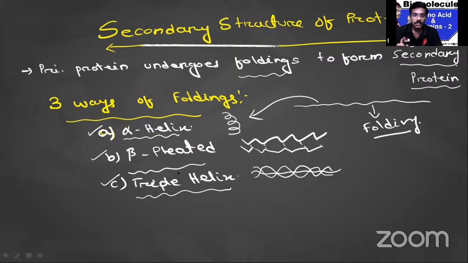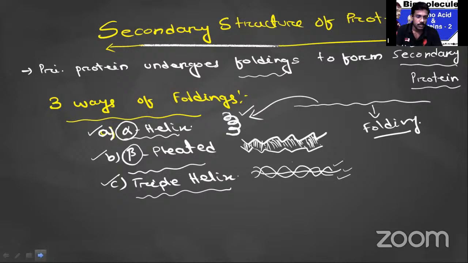Okay, so let's see the first one. This alpha helix is just looking like a spring. But this is just like a plate. That's why this is called the beta pleated. Why the name alpha is given and why the name beta is given, we will discuss. And the last one is the triple helix. Here three polypeptide chains are added, and they are held together with the help of hydrogen bonds.